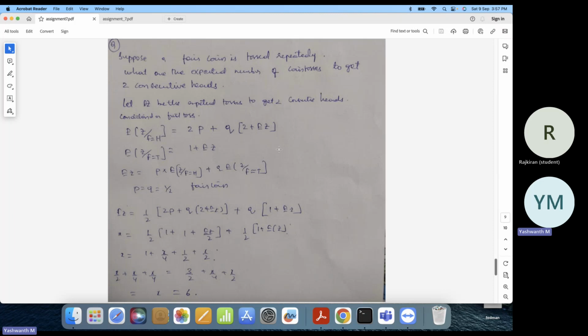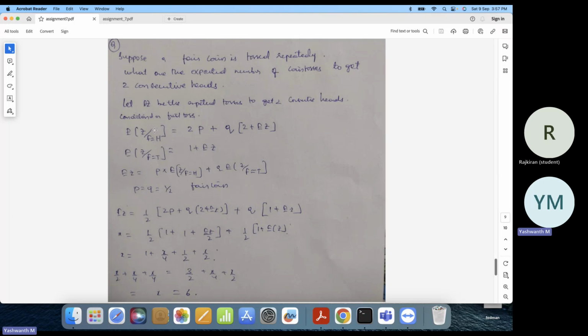Question is clear, right? So this kind of problems are typically solved by conditioning on the first toss, or, depending upon the question, conditioning on the last toss, whichever is convenient. Because you have only two tosses here, it makes sense to condition on the first toss.